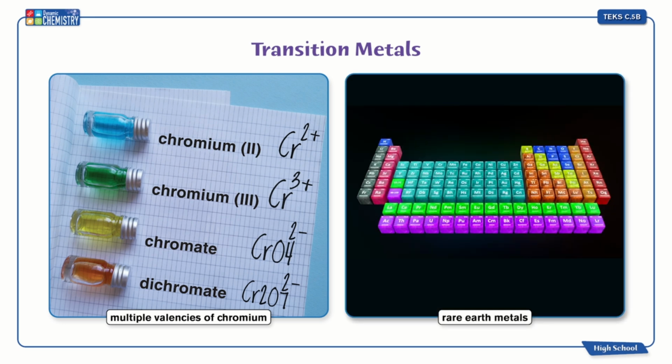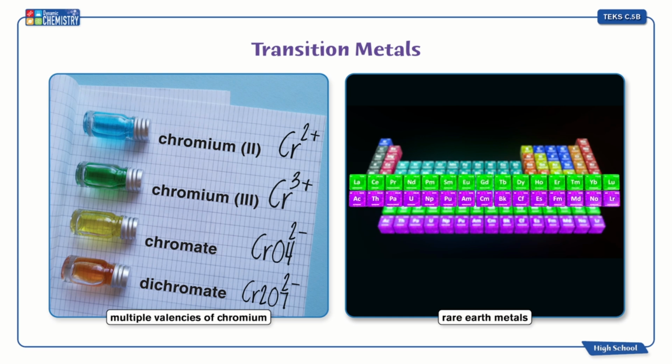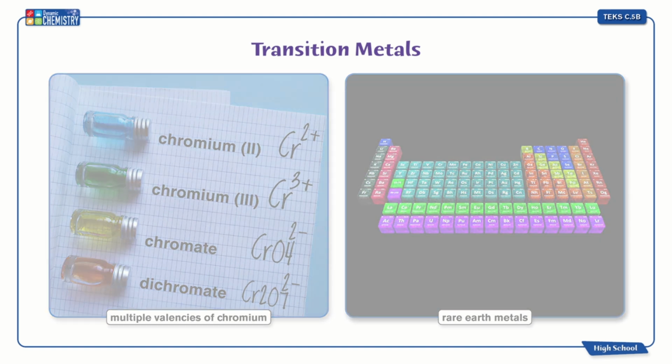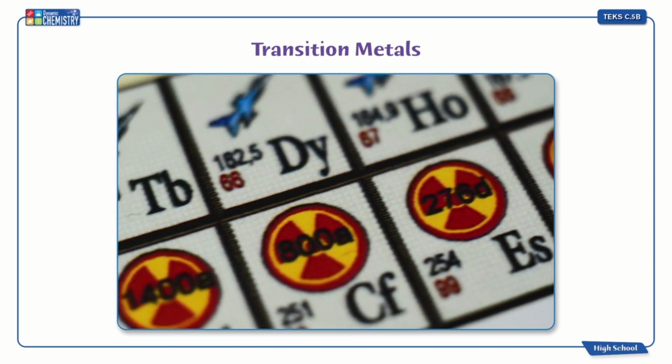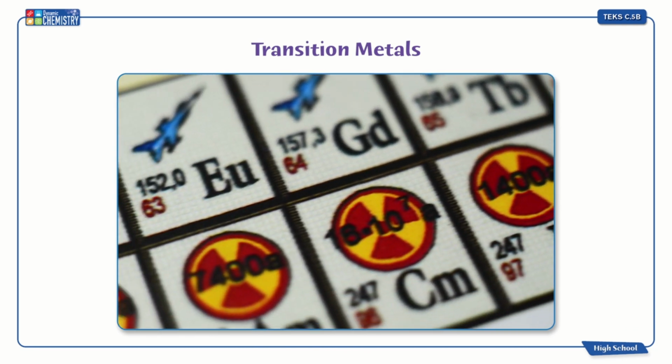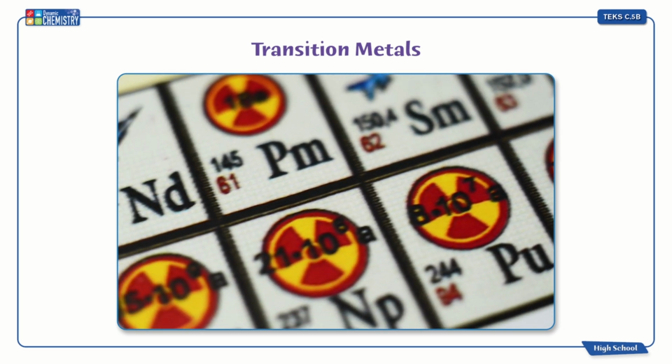The lanthanides and actinides are also known as inner transition metals, or rare earth metals, and are in the f block of the periodic table. They were taken out of the periodic table and placed at the bottom to make the table less wide. Many of these elements are radioactive and do not exist naturally. Instead, they are created in the lab.